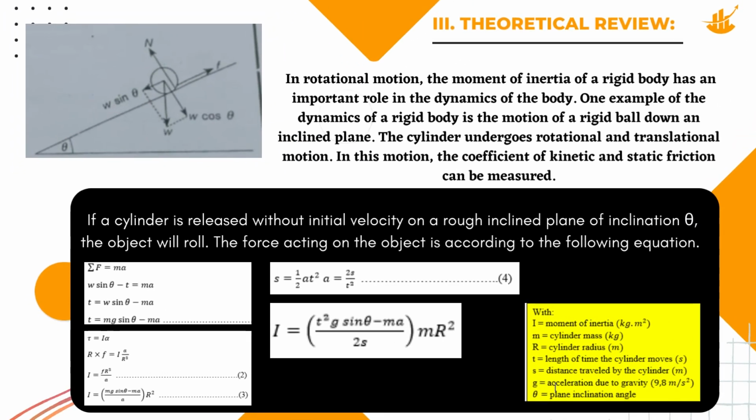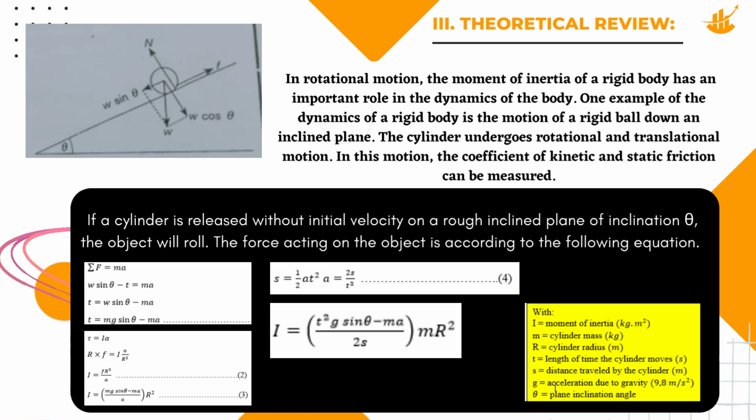We can encounter rotation in everyday life, such as rotating vessels, wheels on flat roads, uphill roads, hillsides or mountains, as well as landslides on hillsides or mountains. In rotational motion, the moment of inertia of a rigid body has an important role in the dynamics of the body. One example of the dynamics of a rigid body is the motion of a rigid ball down an inclined plane. The cylinder undergoes rotational and translational motion.